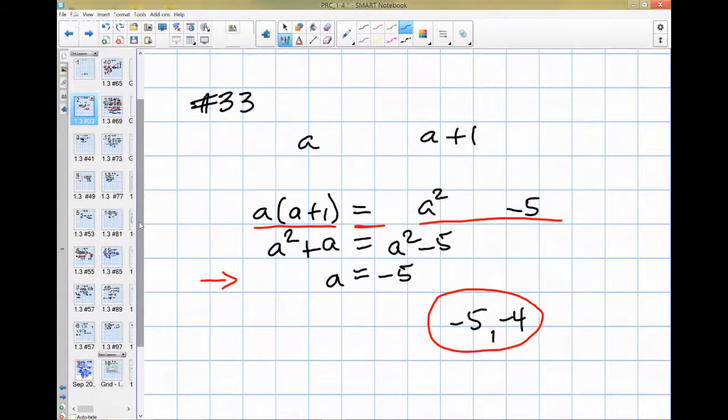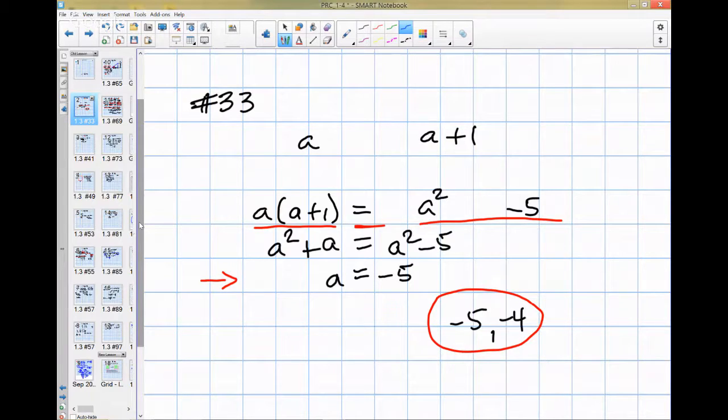As I was saying before, okay, got another request. Thank you for the request. So, number 33, consecutive integers. I started with A. You could start with X, I don't care what. But the next one, if it's consecutive, has to be 1 greater. So I'm saying let's call the two numbers A and A plus 1.